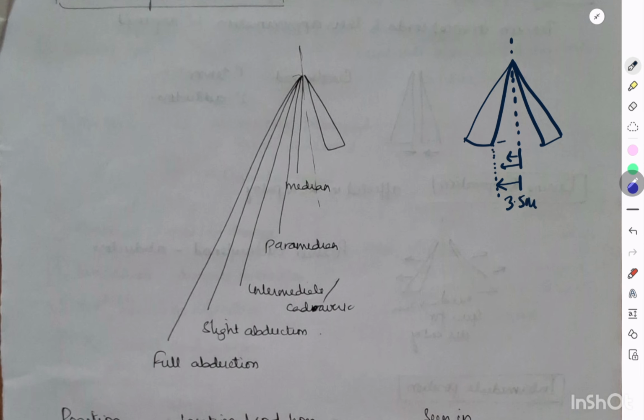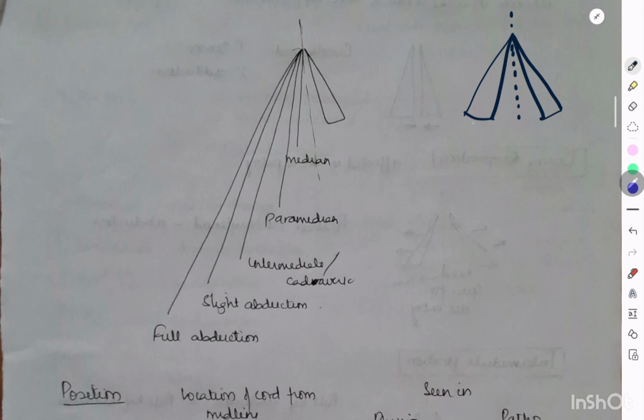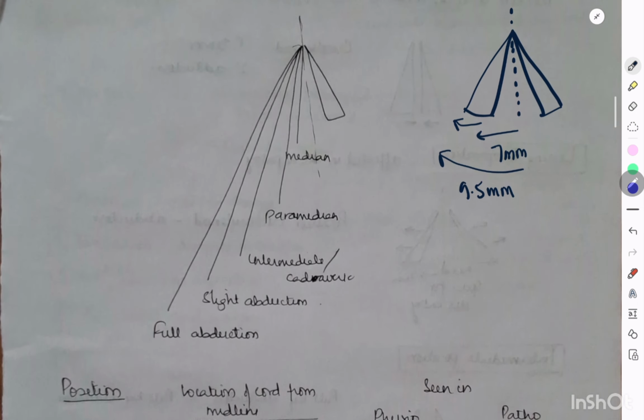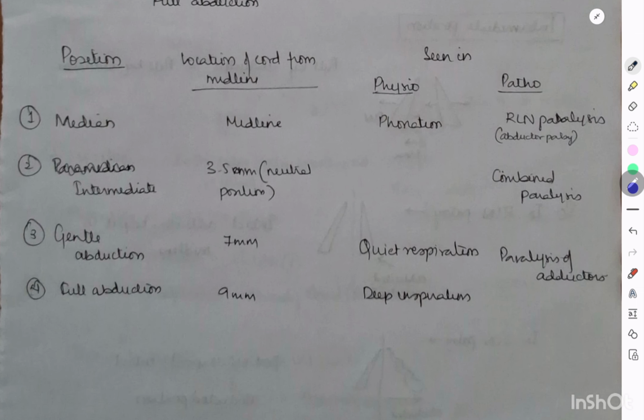And if it comes this side, this is median and paramedian position. If it goes 7 mm beyond the midline, it is called gentle abduction. And if it goes more than 9.5 or 9 mm, it is called full abduction. So these are the normal positions of the vocal cord. So 3.5 mm is cadaveric position or neutral position. Now you will see where you see all these positions in physiology or pathology.